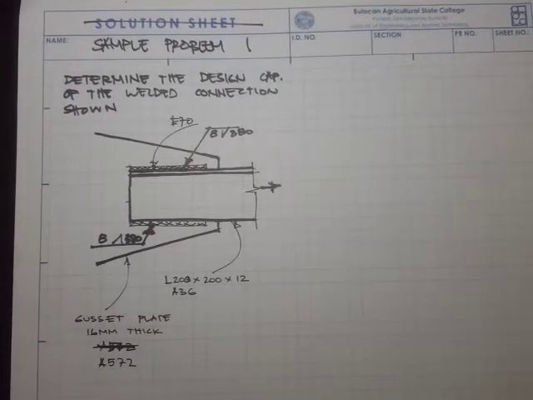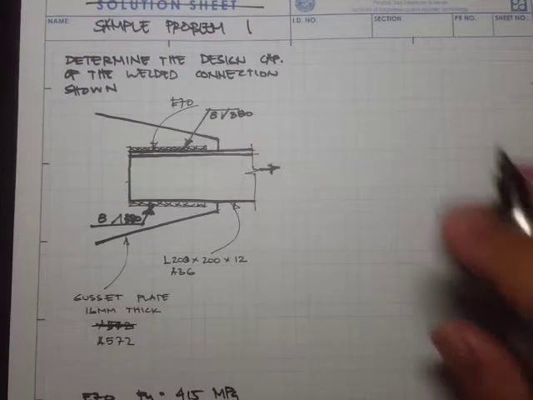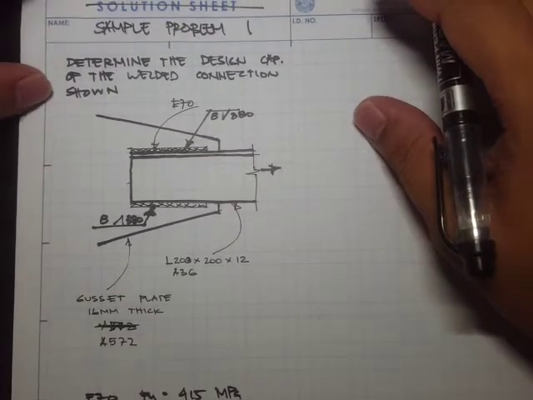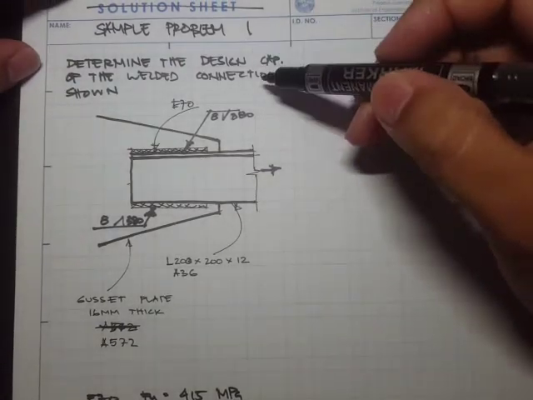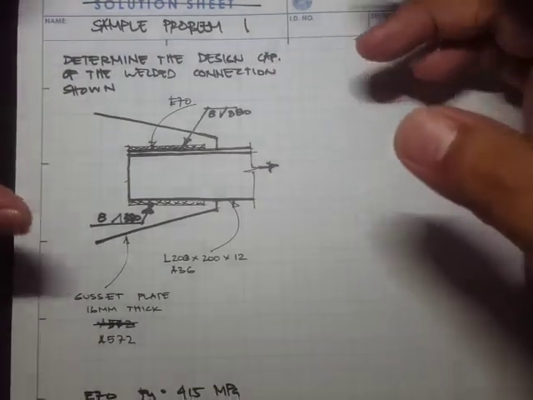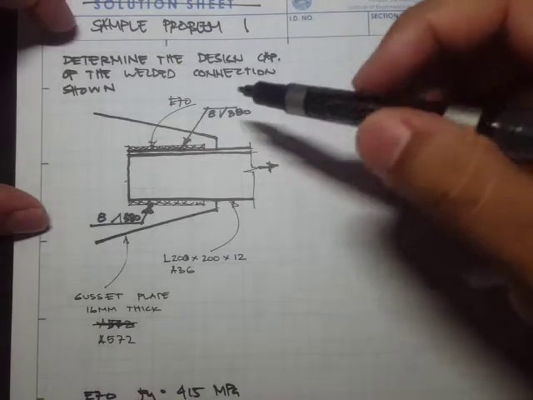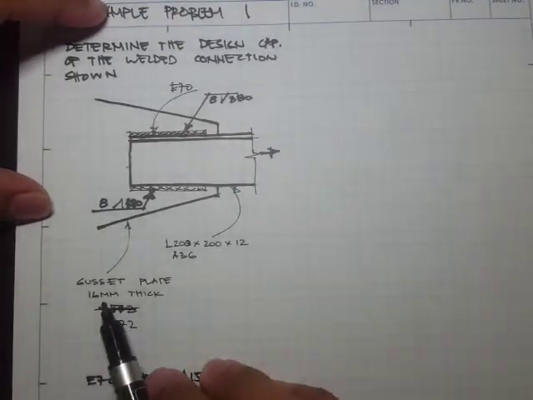Okay, now we'll do a sample problem for the welded connection. For sample problem 1, we have here: determine the design capacity of the welded connection shown.